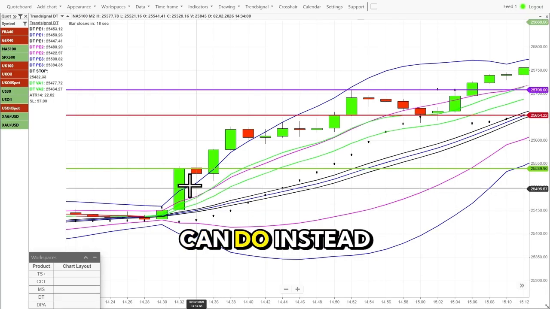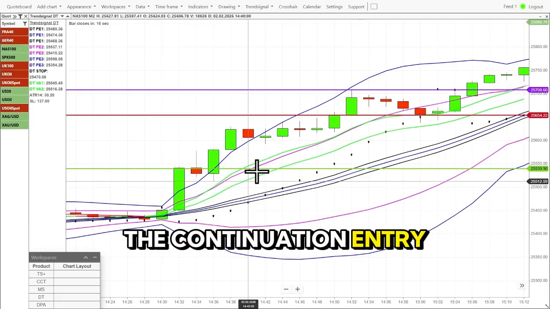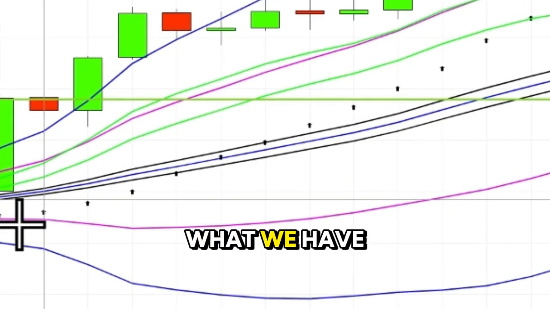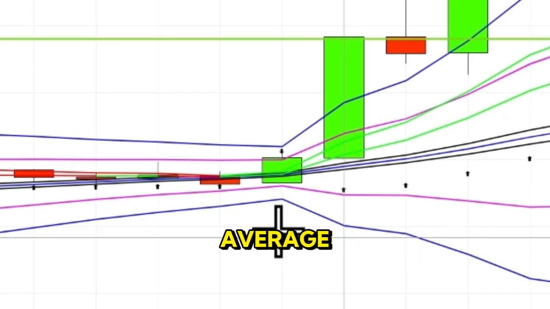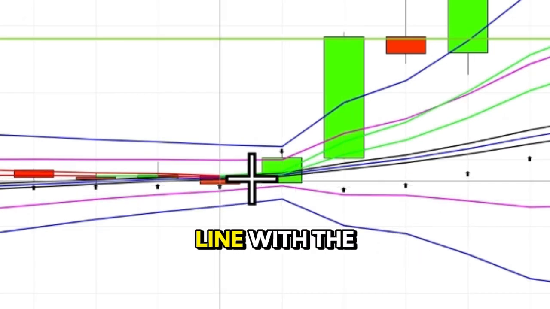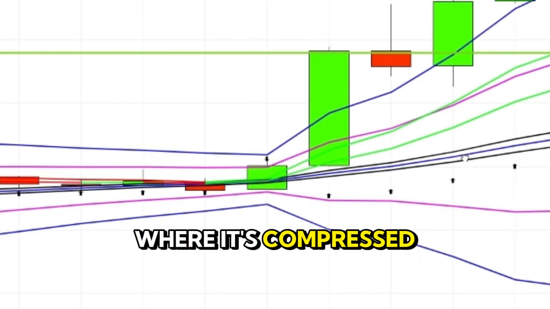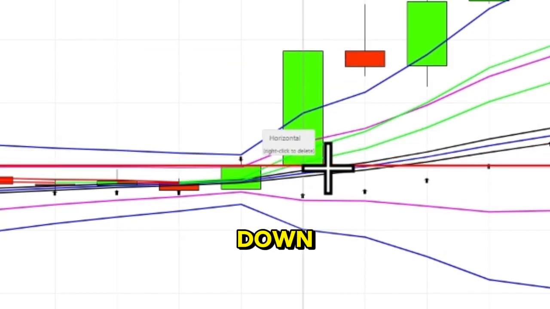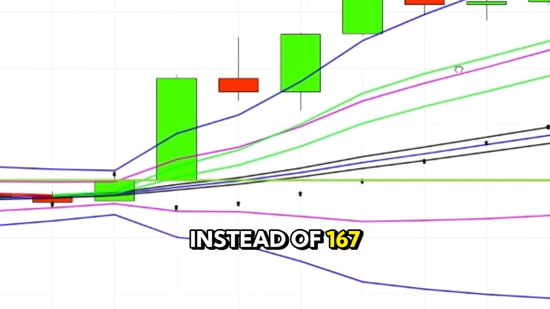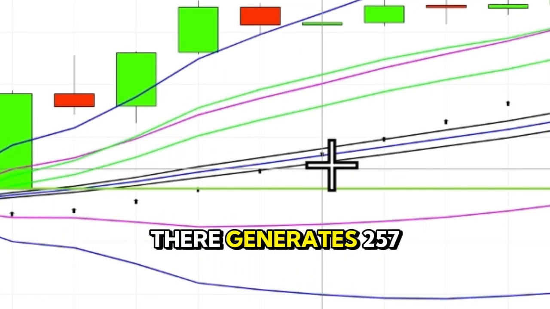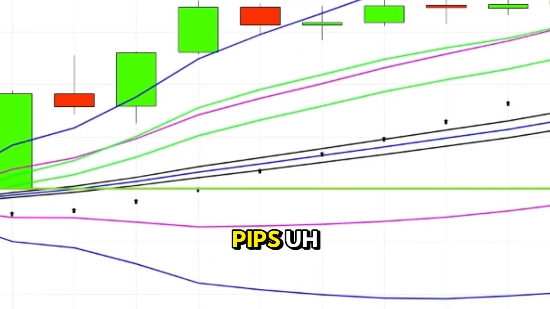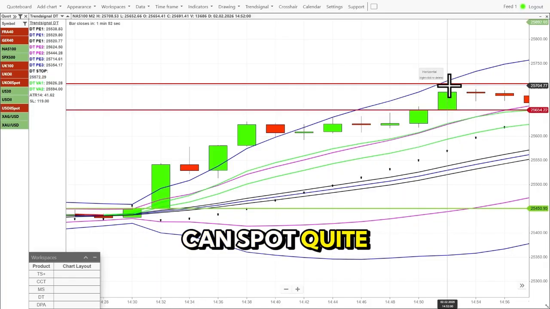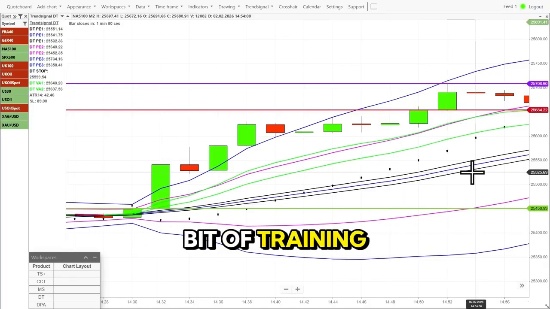So what you can do instead is look for the continuation entry, which if we look just as the open comes into effect, what we have is a vector average turning from red to green in line with the trend. It is very hard to see where it's compressed here. But what that means is instead you can get an entry a little bit lower down. Instead of 167 pips from that movement, the best movement there generates 257 pips. A substantial improvement, and honestly, something that you can spot quite easily with a little bit of training.